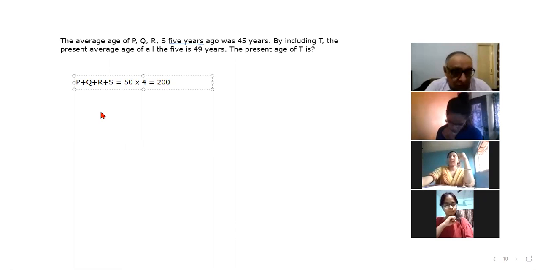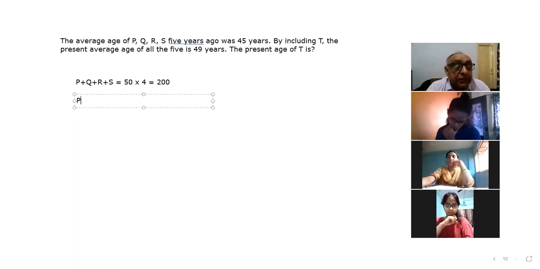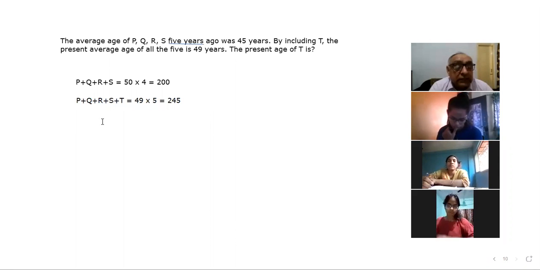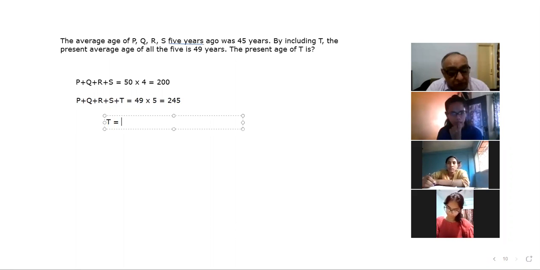Now one more person T has entered the group, and the persons are P plus Q plus R plus S plus T. So 5 persons are there. Now the average has become 49. 49 into 5, the total age is 245. So the age of T in this case is 245 minus 200, that is equal to 45. The age of T is 45.